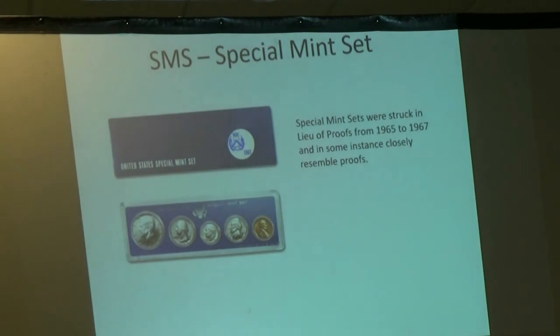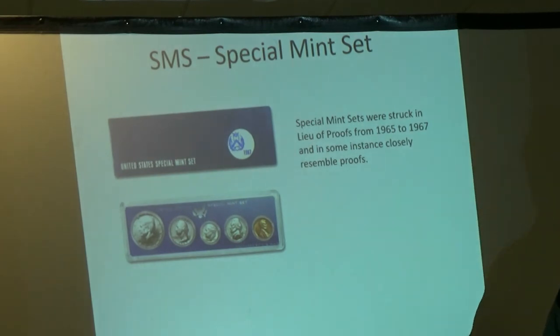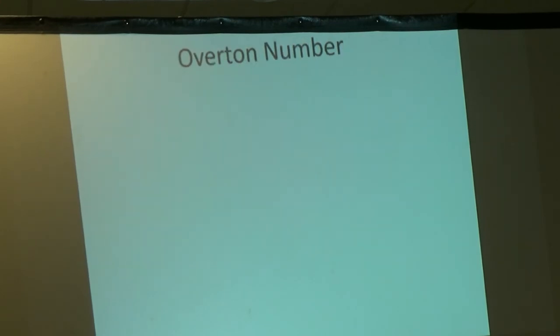As most of you know, during 1965 to 1967, the Mint decided not to make proof sets, so they came out with these special Mint sets. Now, if you look at these, they're better than a regular circulated strike, and yet they're pretty close to Mint. And then, of course, back in 1968, they went back to proofs. These are pretty reasonably priced. You can buy them for, I don't know, $5 to $8.